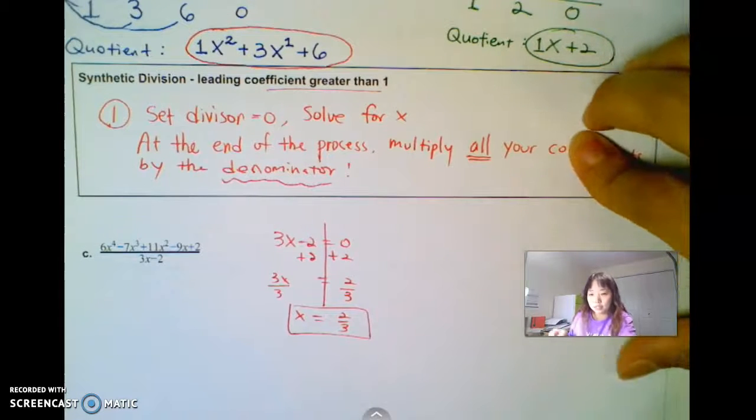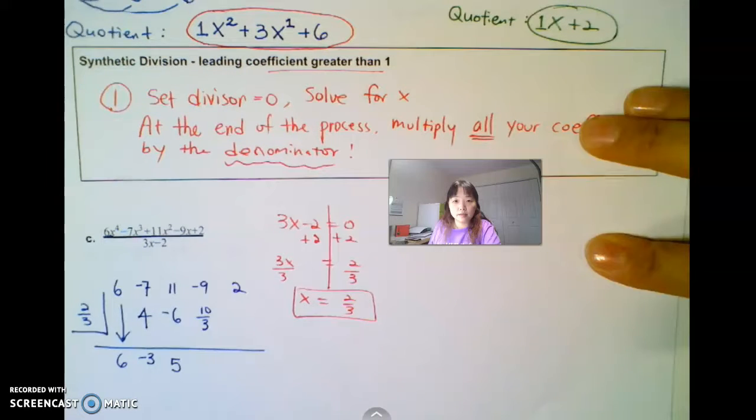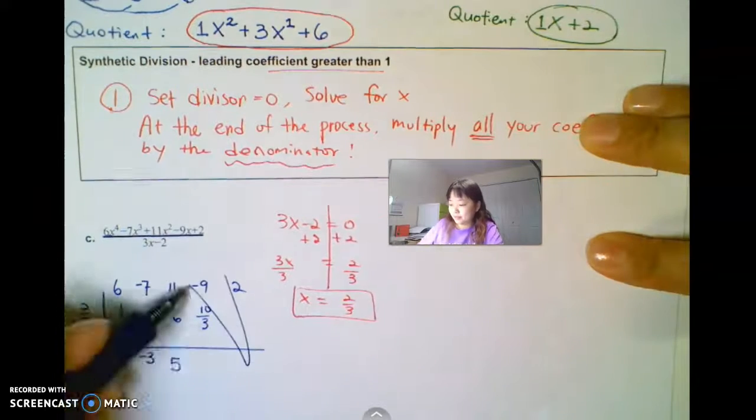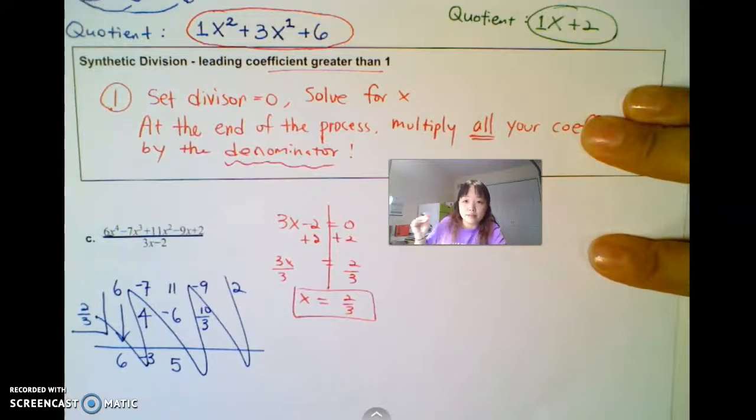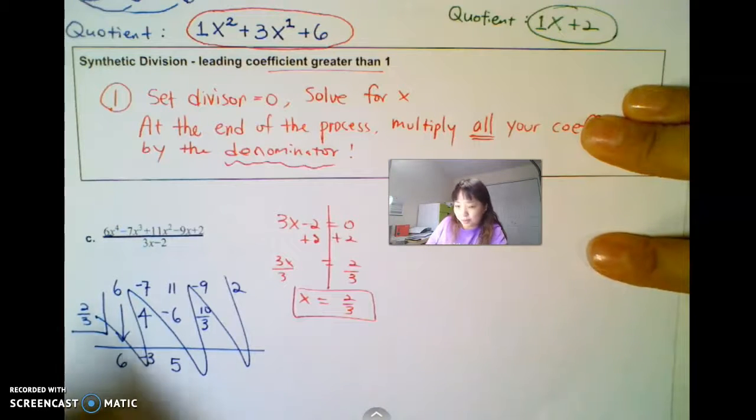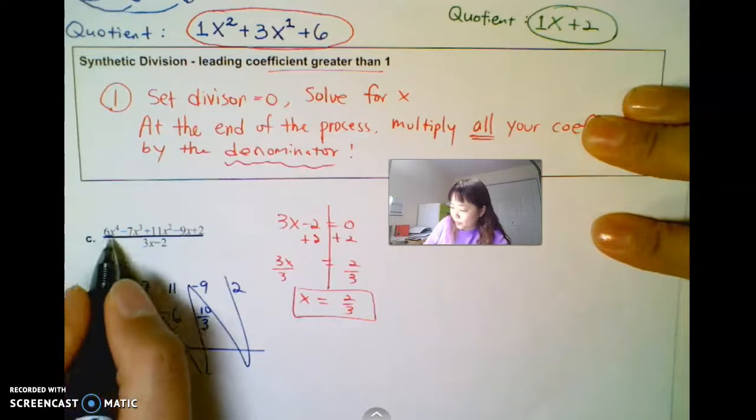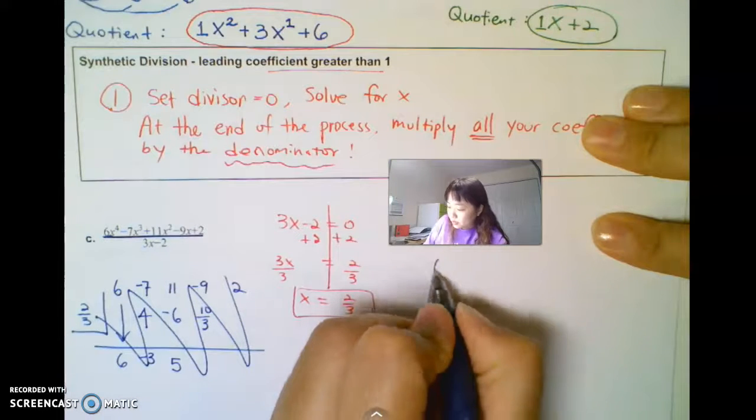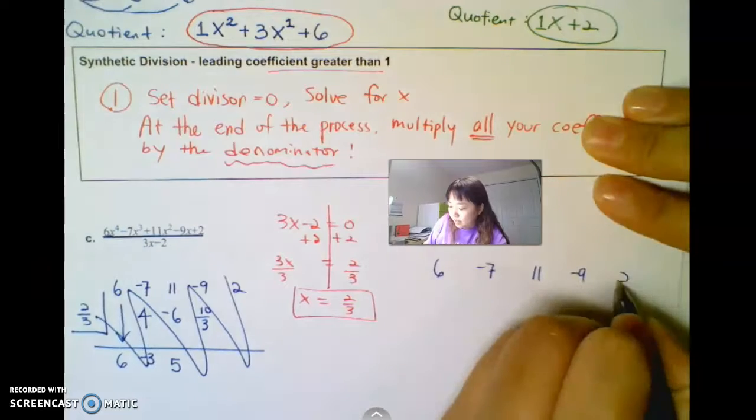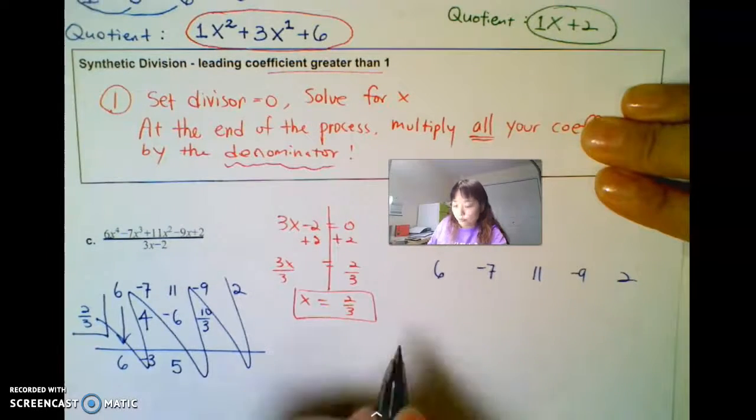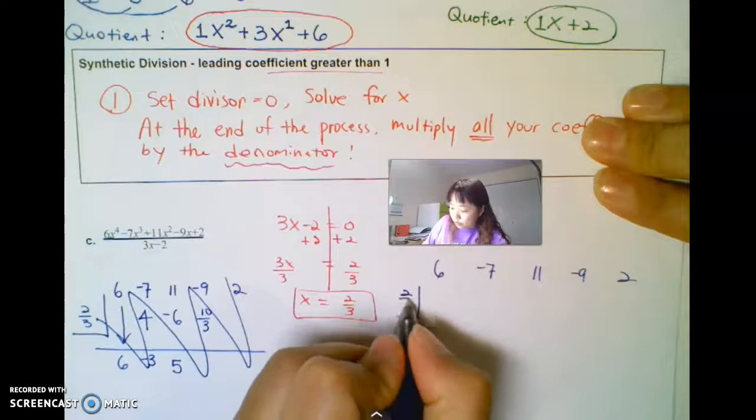So look at C, okay? Guess what, guys? Yeah, I did it again. I messed up. So I have to pause and go back and then restart. So now I'm gonna try one more time here on the right side. You can see I made a mistake. I'll show you where. So I'm gonna write all the coefficients: 6, -7, 11, -9, and 2. We're going to divide them by 2/3.